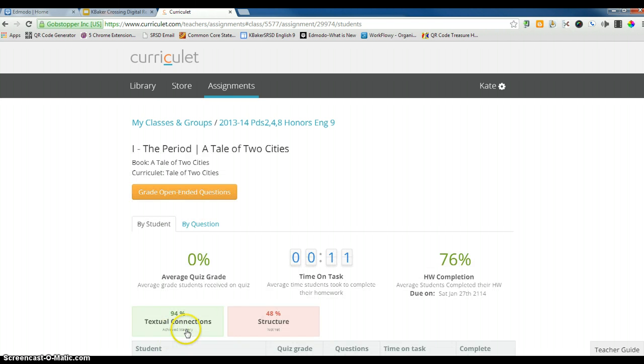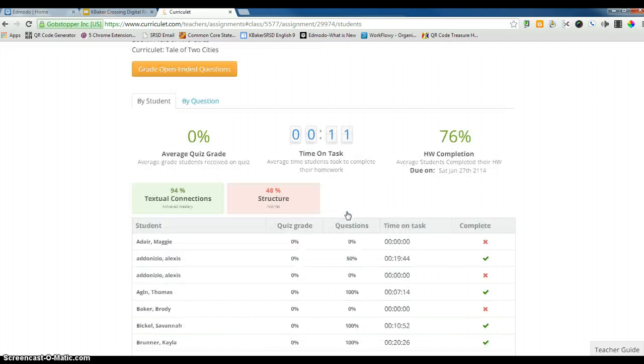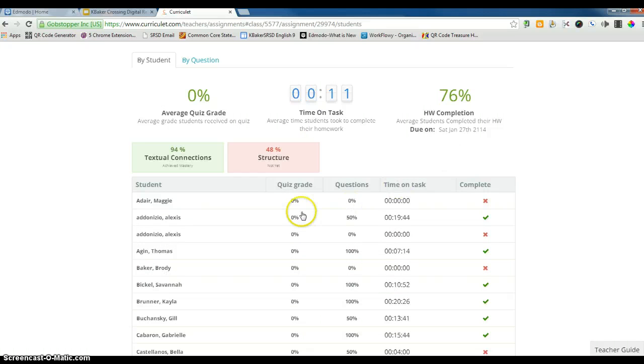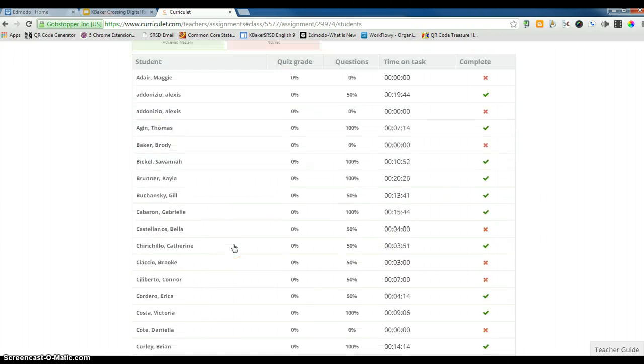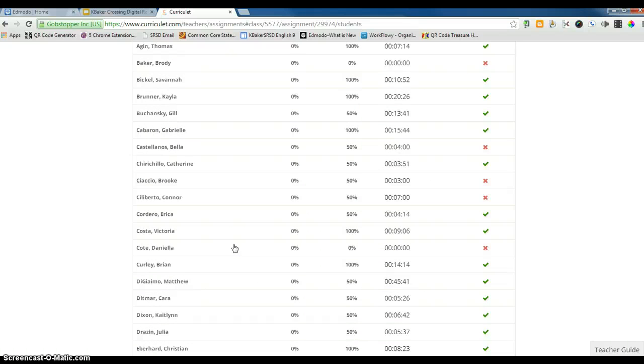In this report for the first chapter of Tale of Two Cities, I can see 76% have completed the homework. I can see who has started it, who has completed it, and the time on task. As you notice, I have a couple of double accounts here with students that made dual accounts accidentally.